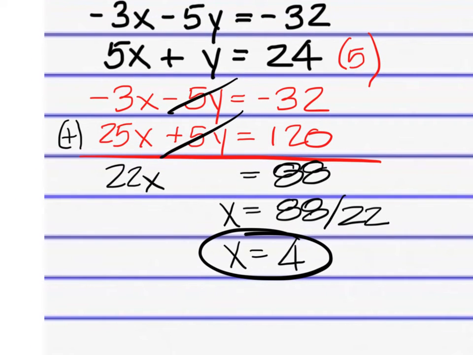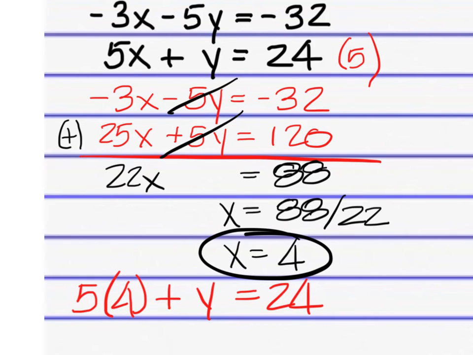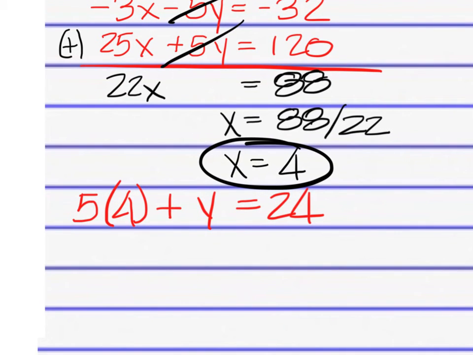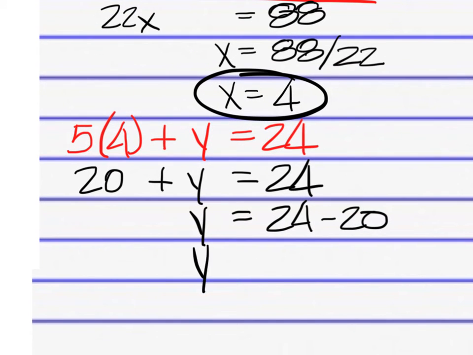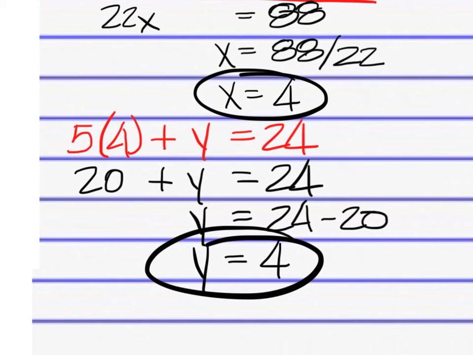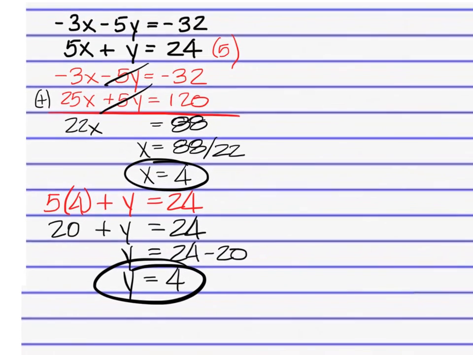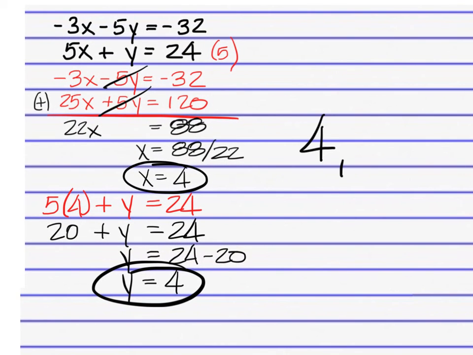I'm going to put it in on the bottom. 5 times 4 plus y equals 24. So this is 20 plus y equals 24, and move that 20 to the right, change the operation, and get a 4. So your final answer for this system is 4, 4.